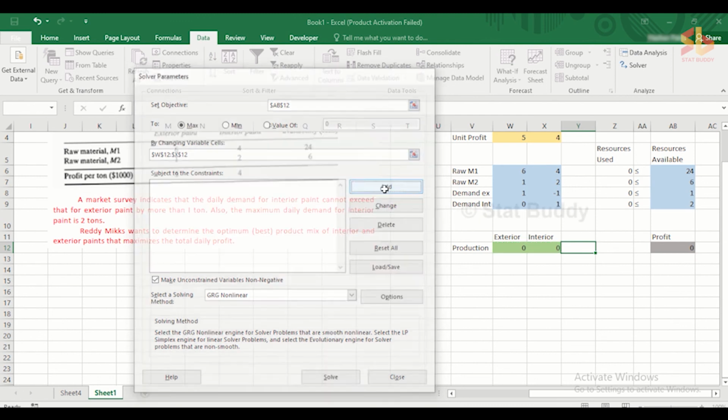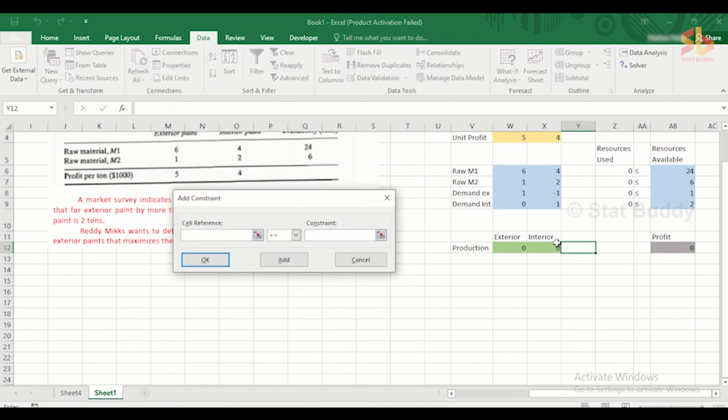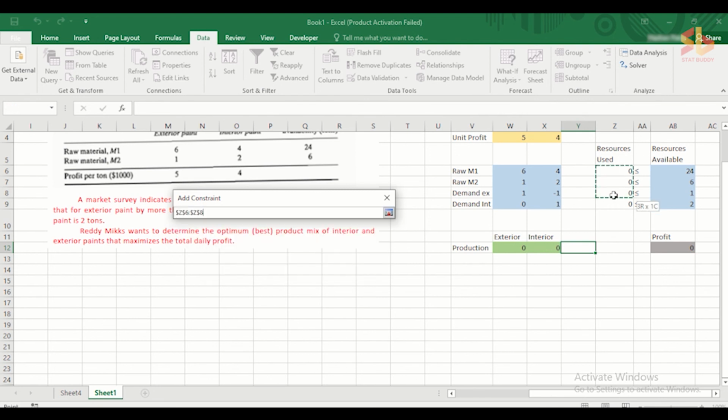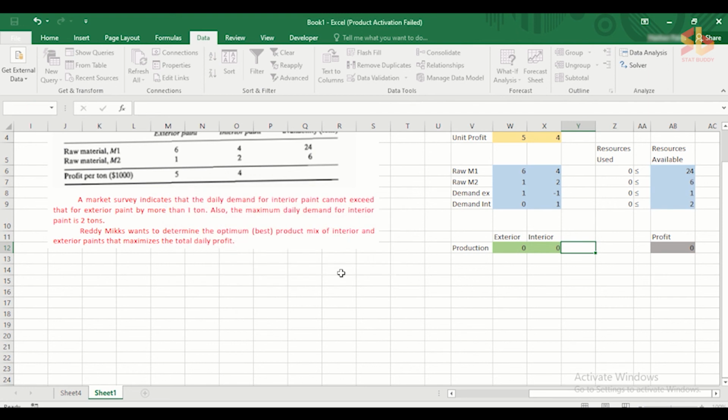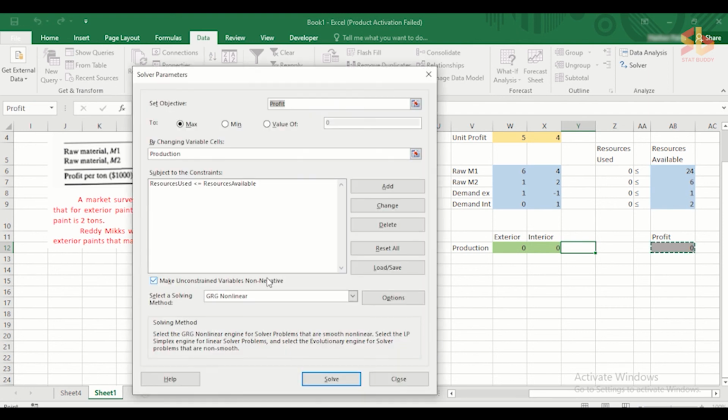subject to constraints. So what are the constraints? This is the set of constraints, which means resource use should not exceed the resource available column or numbers in the resource available. So first we have to give resource use should be less than or equal to resource availability. So that is my constraint, and this is automatically, by default, it is set. So keep it as it is.